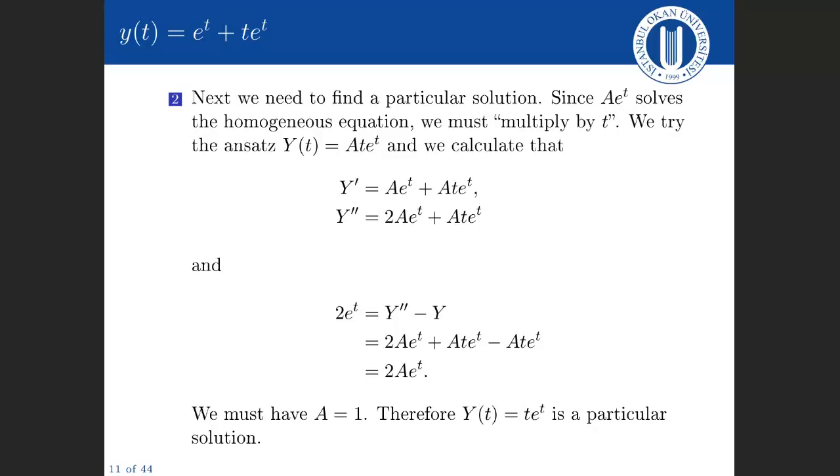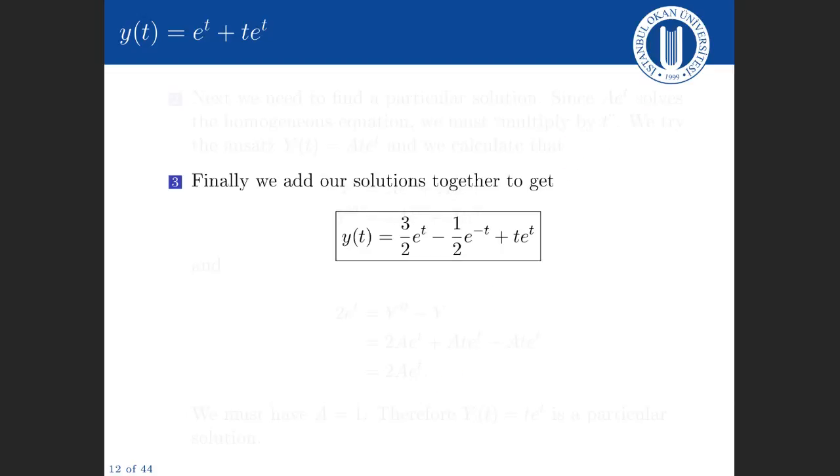Find a particular solution. This slide is correct. This slide is just a copy and paste of the previous one, so we don't need to spend time here. And then after step 2, do step 3. Add the two solutions together. 3/2 e to the power t minus 1/2 e to the power minus t plus t e to the minus t.